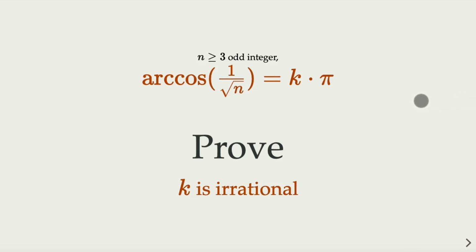In this problem, n is an odd integer greater than or equal to 3, and arccosine of 1 over square root of n is equal to a multiple of pi. Now, this factor here, we want to prove is irrational. Of course, a typical way of proving something is irrational is proof by contradiction.